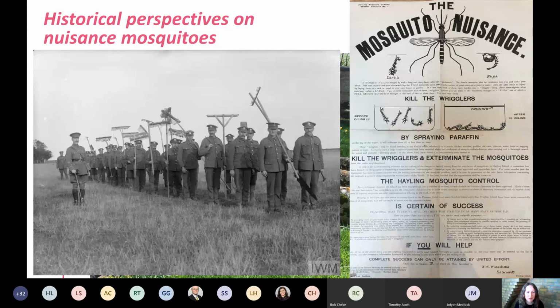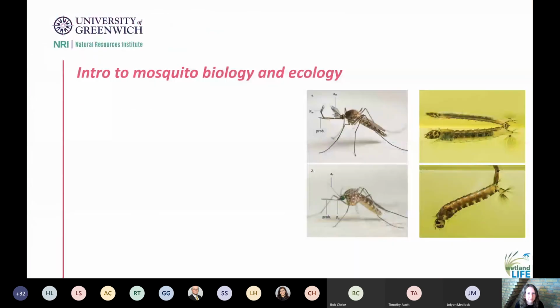I think we've moved a little way on from there, but I think it sets the tone for how we've thought about mosquitoes for a long time, and that's starting to change now as we see things in a bit of a broader ecological context.